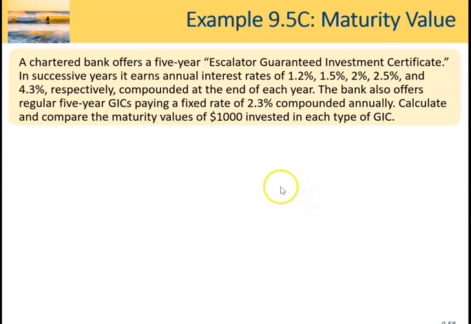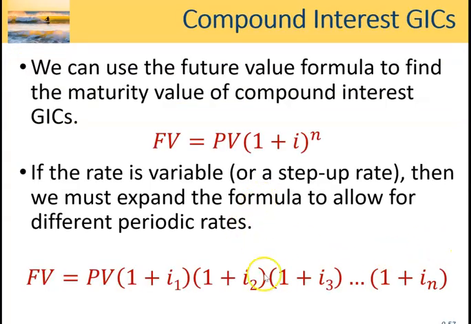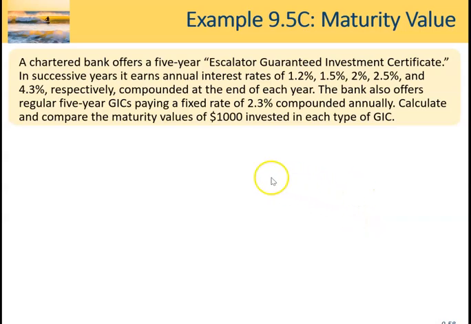Okay, so the Chartered Bank offers a 5-year escalator guaranteed investment certificate, or GIC. In successive years, it earns annual interest rates of 1.2, 1.5, 2, 2.5, and 4.3. So you can see right there that we're going to have to use this second method by multiplying by each of the individual rates, and compound at the end of each year. So compounding periods per year is 1.